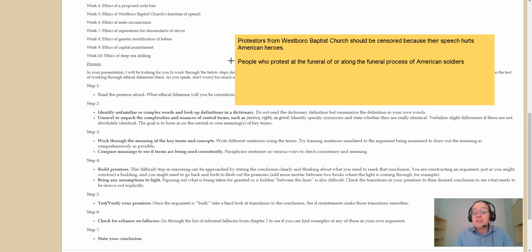So if I'm saying that only these, does that mean that other protesters should be allowed to protest? So I'm going to take out Westboro Baptist Church and just make this broad. People who protest at the funeral or along the funeral procession. How do you spell procession? Procession of American soldiers. Should this be only American soldiers who were killed in war? Like my grandfather was a retired American soldier. My father was an American soldier. He isn't anymore. When he dies and has a funeral, should someone be allowed to protest? So we have to be very specific with what we're saying. Who died in combat should be censored. Okay, well, what is censored?